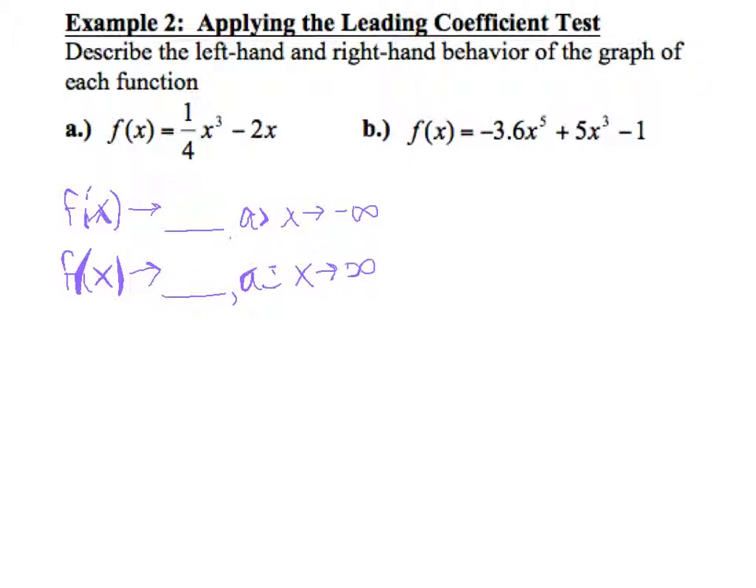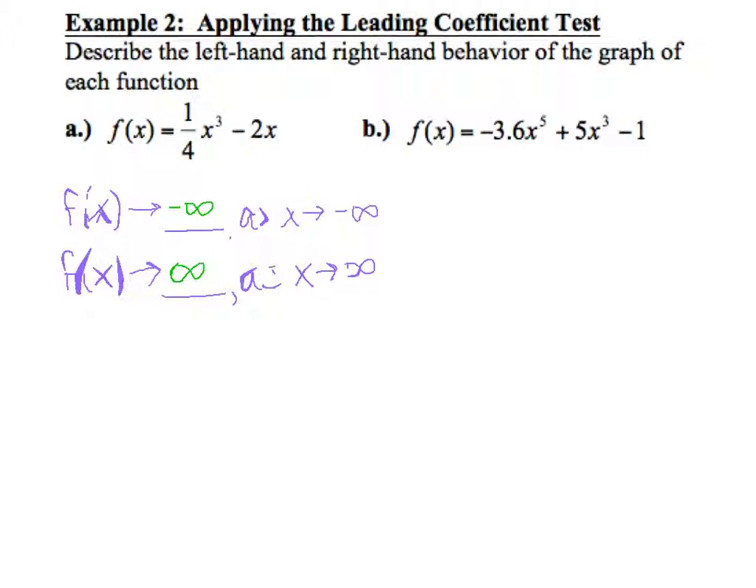So if we look at this problem here, we have an odd degree, and then your a is positive. So when we look at the problem on the left, your graph is going to be falling as it goes to the left. So we're going to put in a negative infinity right here. And then as it goes to the right, where x is positive, our graph is going to be going up. So that would follow.